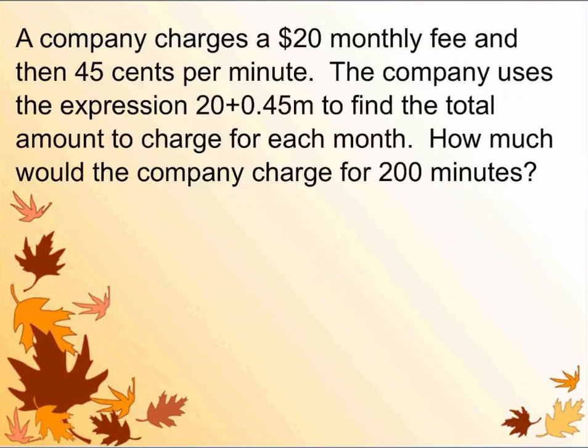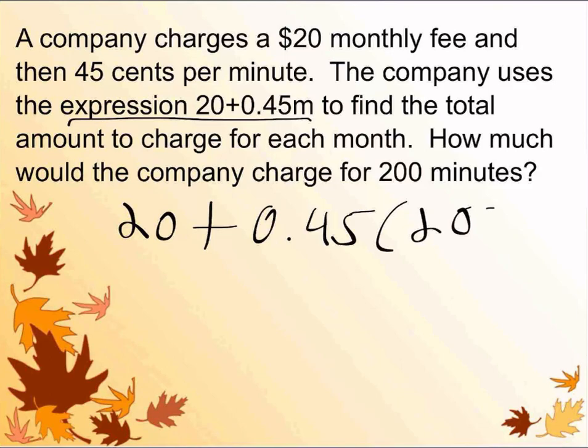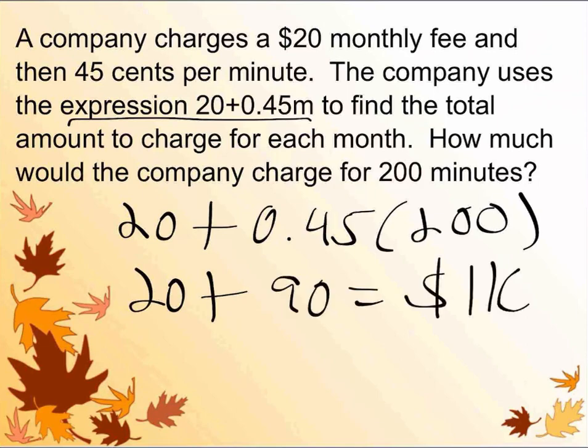All right, a word problem. A company charges a $20 monthly fee and then 45 cents per minute. They use this expression to find the total amount to charge. How much would the company charge for 200 minutes? So n represents how many minutes. We have 200, so 20 plus 0.45 times 200. Again, let's do our order of operations, the multiplication first. 0.45 times 200 should be 90, but let's double check. Okay, it's 90, so it's going to be $110 total for a 200-minute bill.